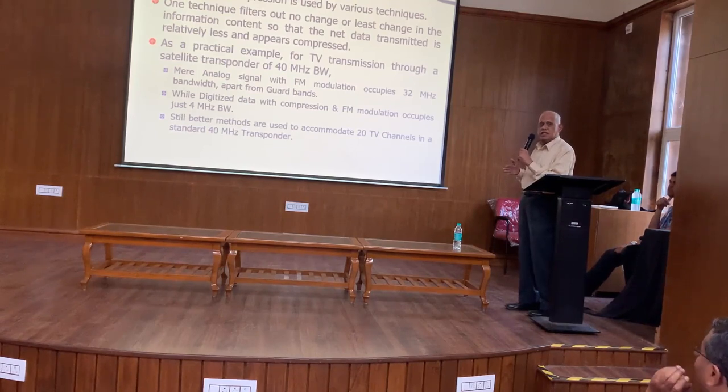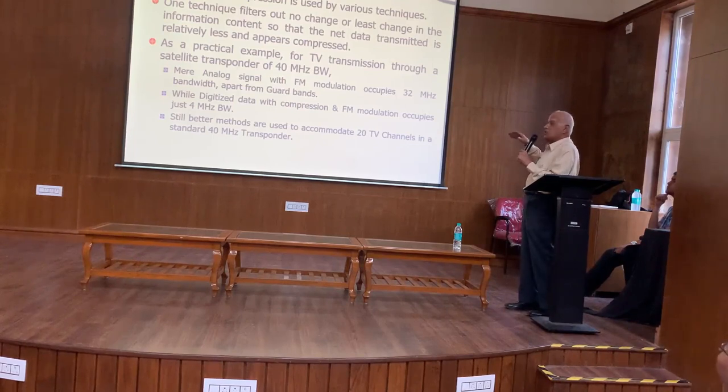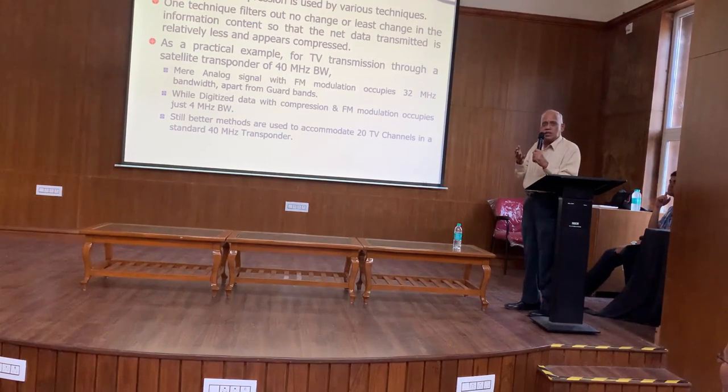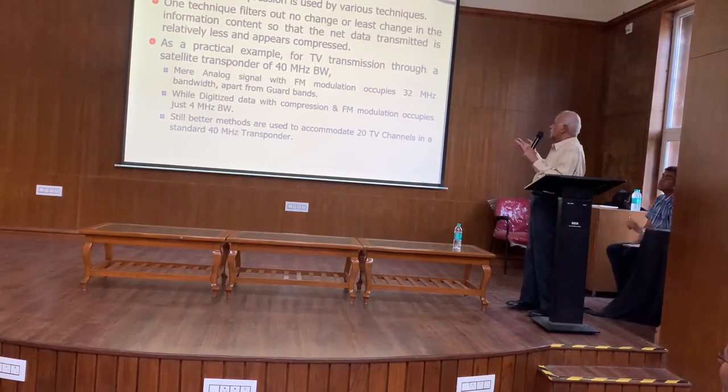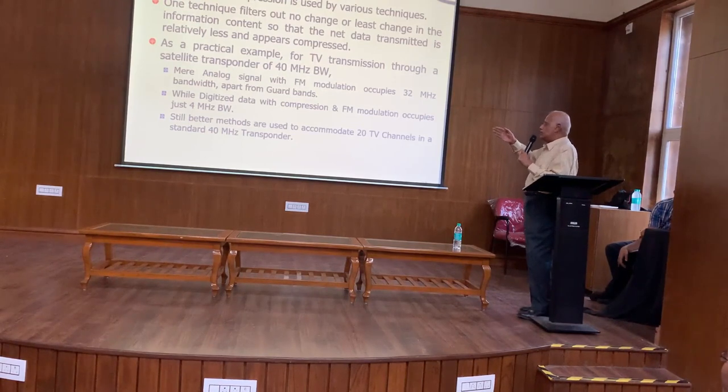You have to digitize the signal, you have to look for change of scene, no change of scene, steady signal flow. All these things are based on algorithms, mathematical, logical algorithms, it's all software based. So, the 32 MHz TV signal can be made to occupy just 4 MHz. So, in a 40 MHz transponder with guard bands on either side, you can accommodate as many as 8 TV channels.